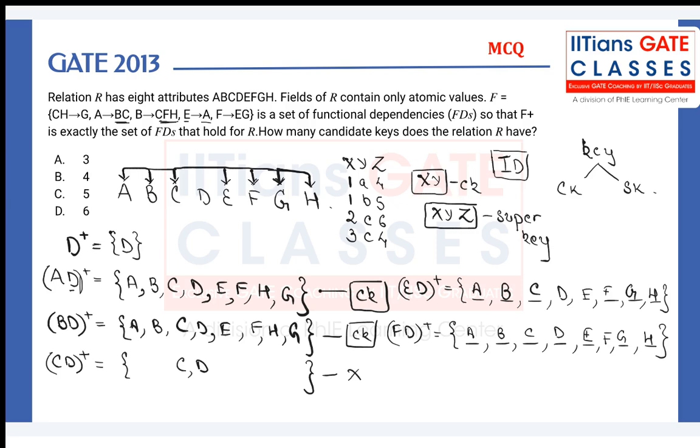GD plus. Will GD plus give me anything? See, D cannot derive anything. Can G also derive anything? No. Even G does not have any outgoing edge, right? G does not give me anything. So GD plus is also gone. Last is HD plus. Does HD plus give me anything?